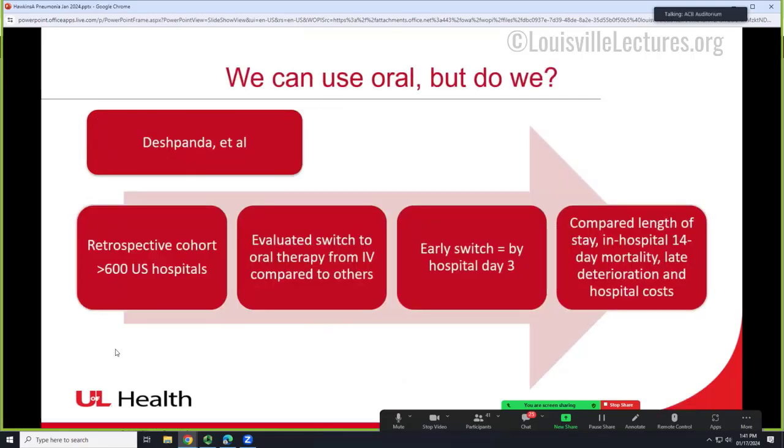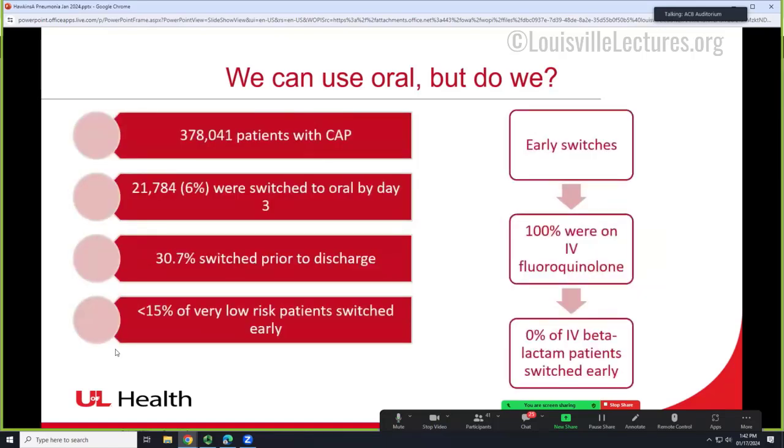And then this is the second study that kind of depresses me. So this came out in 2023, and I was like shouting it to everyone that day. I was like, oh, this study came out. No one changes to oral. So what they did here was they looked at patients who were receiving IV antibiotics for community-acquired pneumonia in over 600 hospitals, a ton of patients. They evaluated early switch, so at day 3, who was changing to oral and if there was any differences in outcomes. What they found in over 375,000 patients was that 6% were switched to oral by day 3.